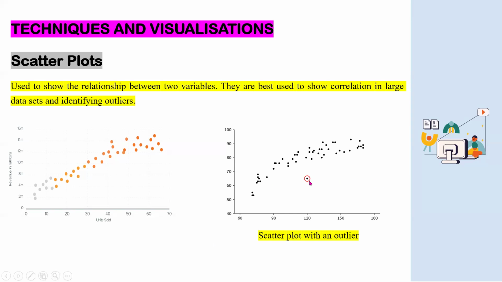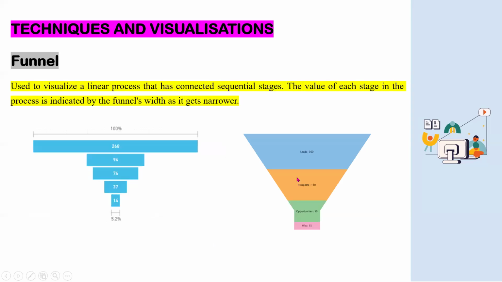And look at this one. This guy here is an outlier. So we are easily able to spot it and then handle it. Then we also have the funnel. We use it to visualize a linear process that has connected sequential stages. So from this stage, we are moving to this stage. From this stage, we are moving to this stage. So that is where you may want to use this one.